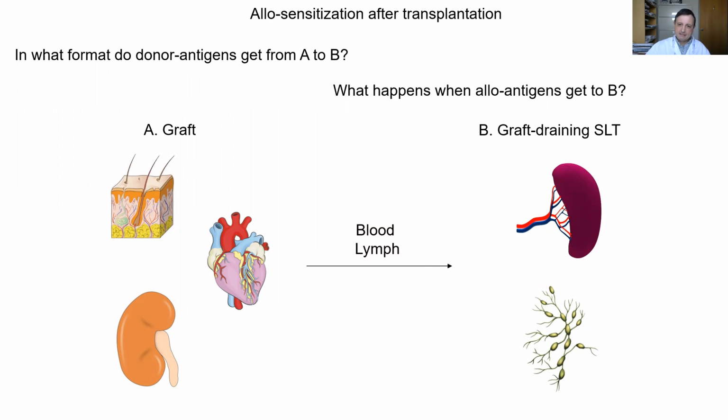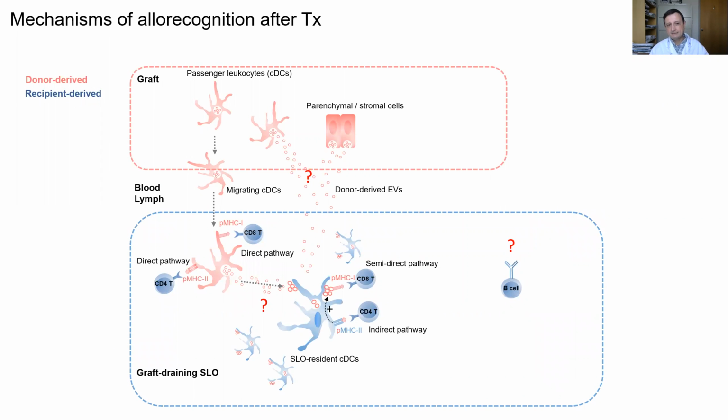So the current hypothesis is that the cells from the graft, in this case the graft and all the donor cells are in red, once the graft is transplanted, the leukocytes that are in the graft migrate out of the graft. They go to the secondary lymphoid organs like lymph nodes or spleen of the recipient that are in blue here. And then they interact with the recipient's leukocytes, T cells or B cells. And this is the way by which the T cells and the B cells of the recipient recognize the allograft. And this is what starts graft rejection.